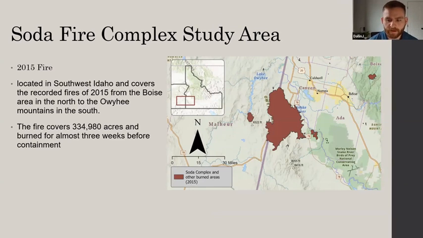The selection of the study areas, or areas of interest, was determined by the scale of the fire as well as different types of overlaps. This was done so I could test the code with a variety of different scenarios. The first area of interest chosen was the Soda Fire Complex of 2015. This area is located in the Owyhee Mountains in southwestern Idaho, and the fire area covers 334,980 acres, and the main fire burned for almost 3 weeks before containment.